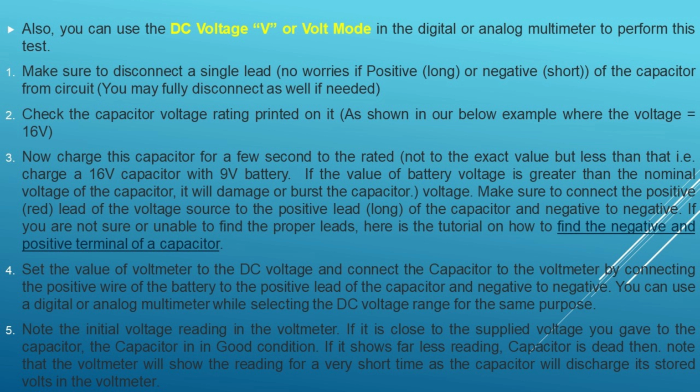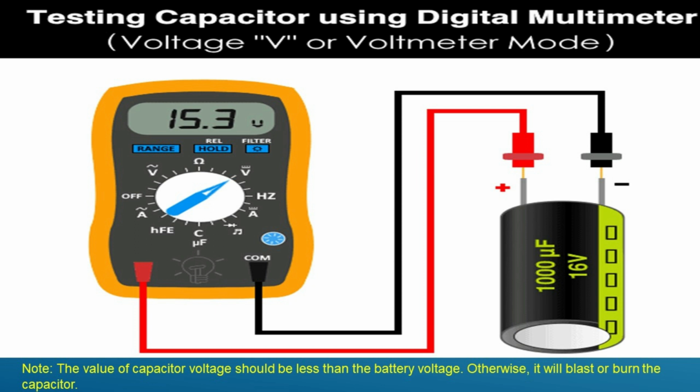Method 3. Checking capacitor using multimeter in the capacitance mode. Note, testing a capacitor in the capacitance mode can only be performed if the analog or digital multimeter has the farad or capacitance C feature. The capacitance mode in a multimeter can also be used to test tiny capacitors. To do this, rotate the knob of the multimeter to the capacitance mode and follow these basic instructions.